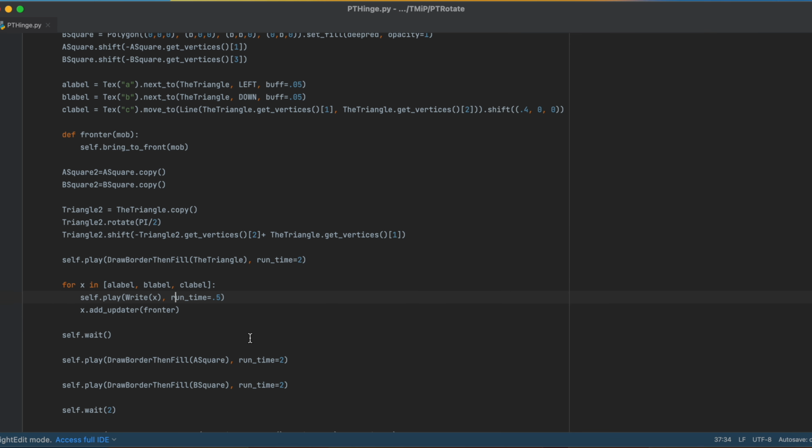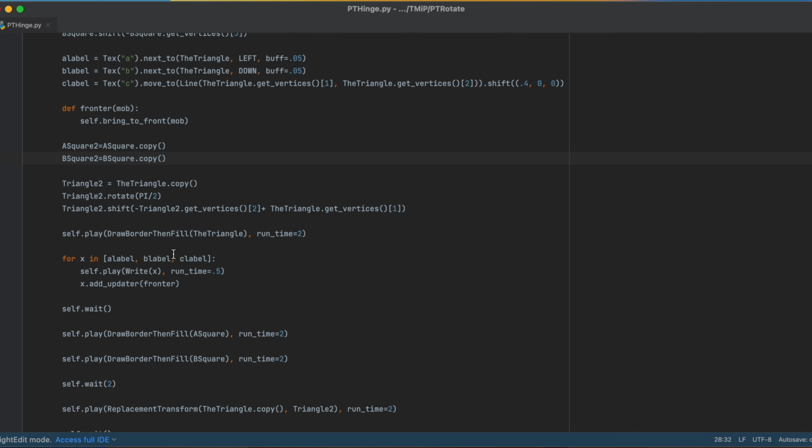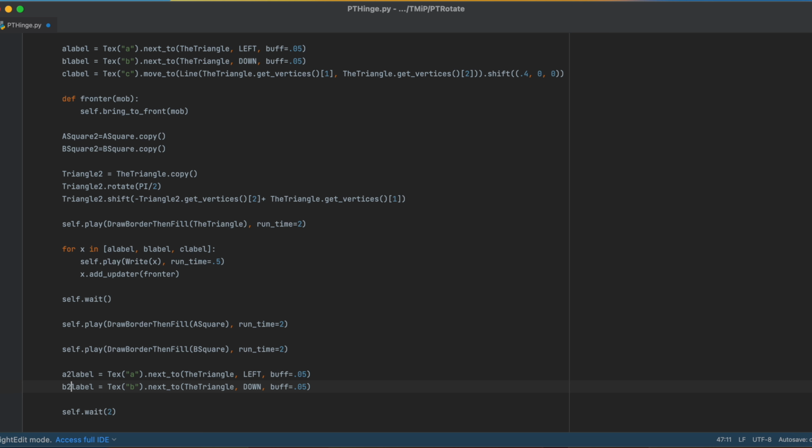So now I need to put some labels. I want an A squared label and a B squared label, and I want to move those to the squares. So right around here, I'm going to do A squared label, B squared label. I'm going to do this separately here. So I do this in a second, squared. And I want to move this to the A square. I don't want to put it next to. I want to move it to. And that means these are all gone. So I move it to the A square. I move it to the B square.